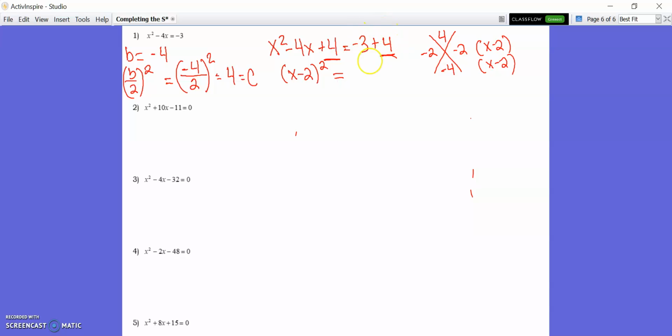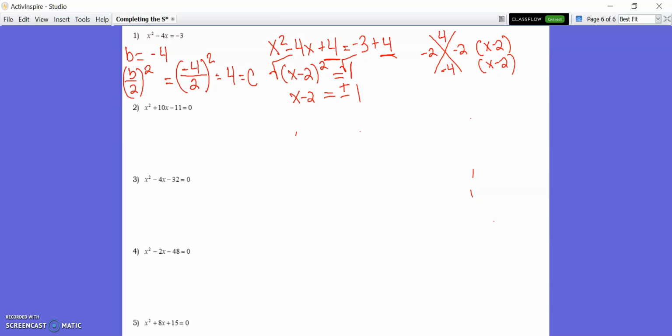equals, on the other side, I'm going to add this up. -3 plus 4 is a +1. From here, my steps would be to go ahead and take the square root of both sides. I'm going to take the square root on both sides. When I take the square root of x minus 2 to the second power, I just get x minus 2. On the other side, when I take the square root of 1, I get a +1 or I get a -1.